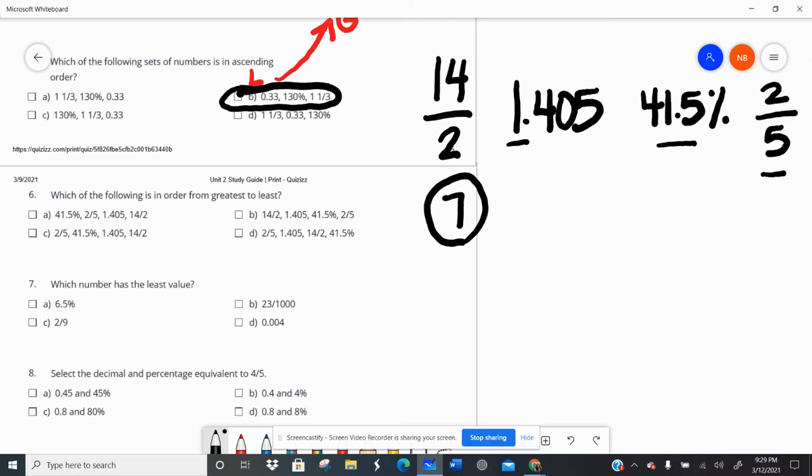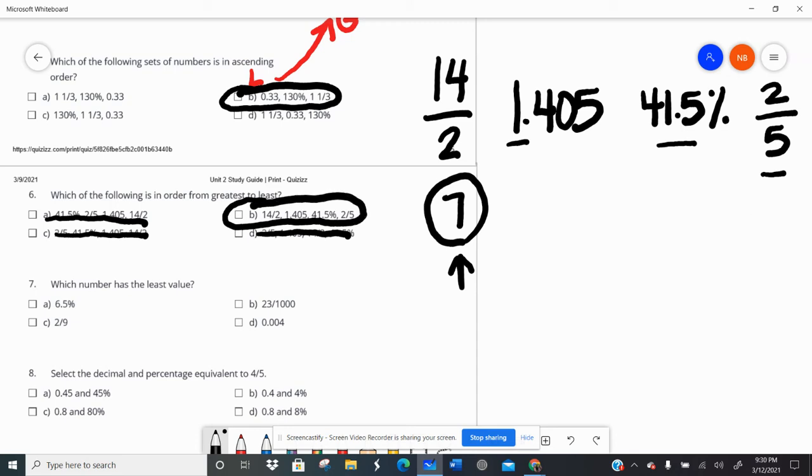So I know that the biggest number has to be that 14/2. I have 7 whole things with 14 divided by 2. So just by solving that one problem, I now need to find the list that starts with 14/2, because that's my greatest number. So I can eliminate A. 41% is less than 1 whole. If I have 7 wholes, I definitely have more. I can eliminate C. 2/5 is less than 1 whole, so it can't be that one. I can eliminate D. The only list that starts with our biggest number is B. So it has to be that one.